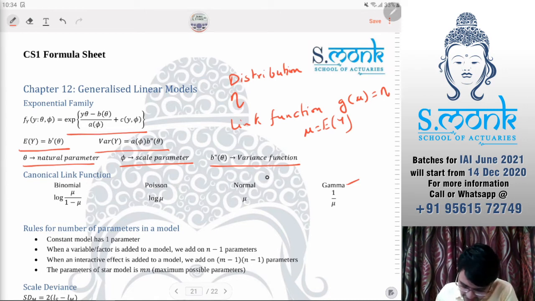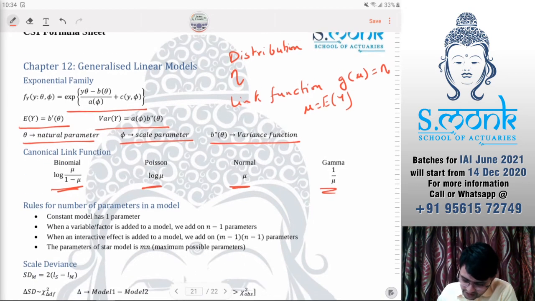Now we have something called the canonical link function. These are the generalized link functions given to us for a particular distribution. These are suggestions, not written in stone. These are suggestions to us that if no other link function is given to us, then take these link functions. If there is a link function given in the question, then we should take that link function over this canonical link function.